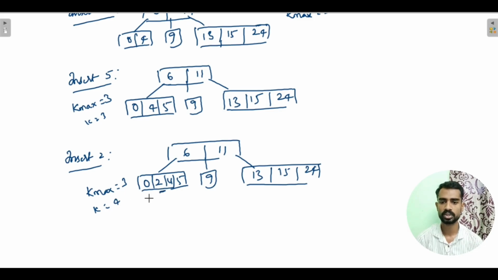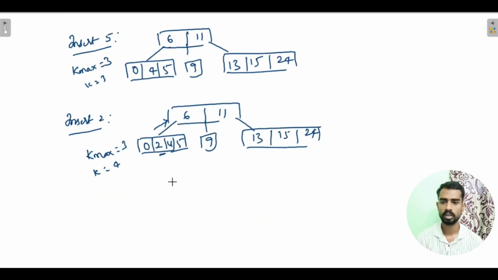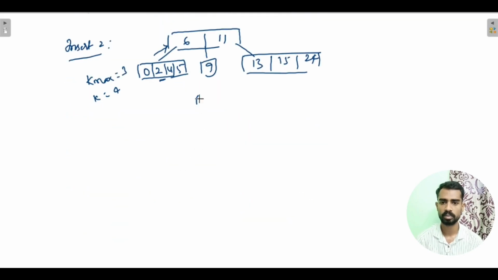We should push the median position, which is the second position, to the parent node. So now 2 will go up, and the left side will become the left subtree and the right side will become the right subtree of 2. So we will perform the split operation here. Split operation is performed. Here 2 will go up, and 6 and 11 stay in the same positions.